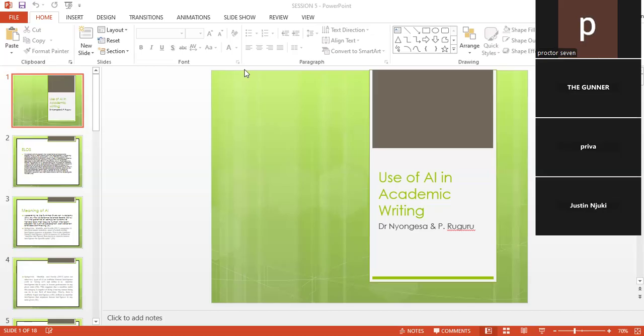It is used in studying. James says it's used in studying. Yes, how is it used in studying, James? How do you use it in studying? That is good. James seems to be aware of AI. It's used in autonomy.